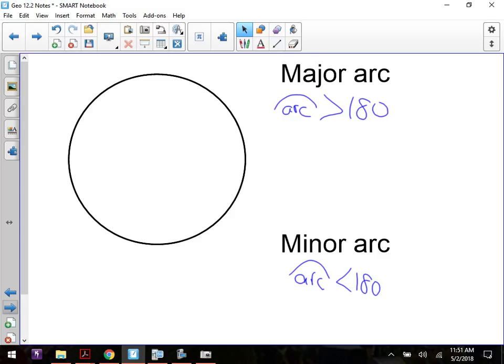What was the arc called if it equaled 180? Remember that? What's that? The arc. The segment.